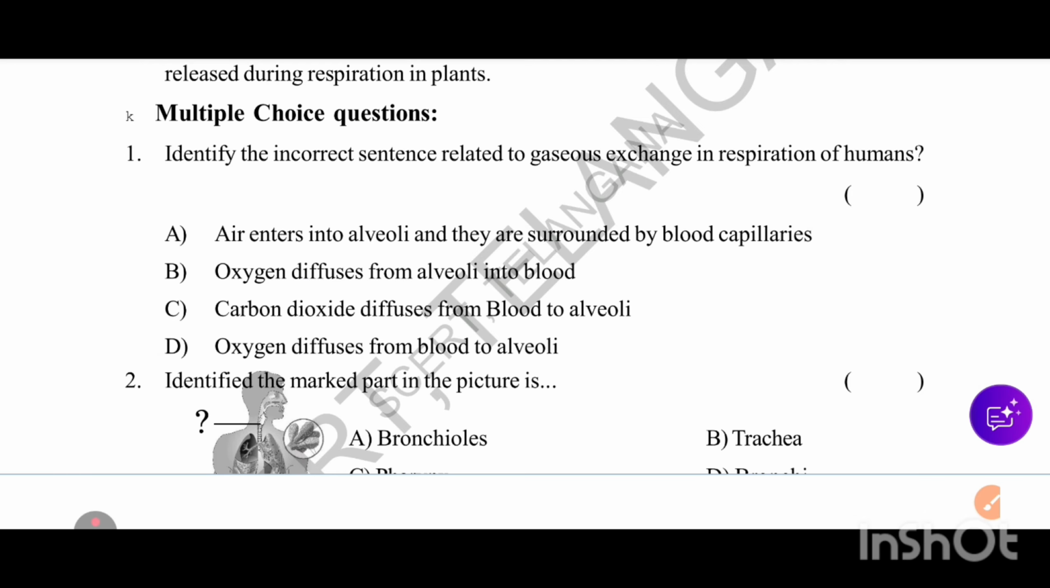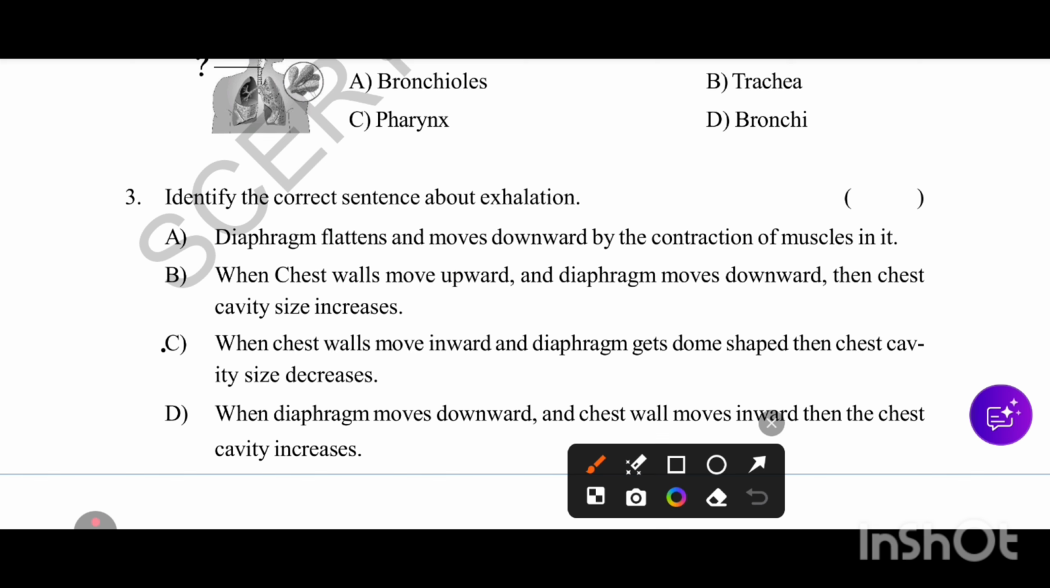Identify the correct sentence about exhalation. The right option is C: when the chest wall moves inwards and the diaphragm gets dome shaped, then the chest cavity size decreases. That is the right option, third one, C.